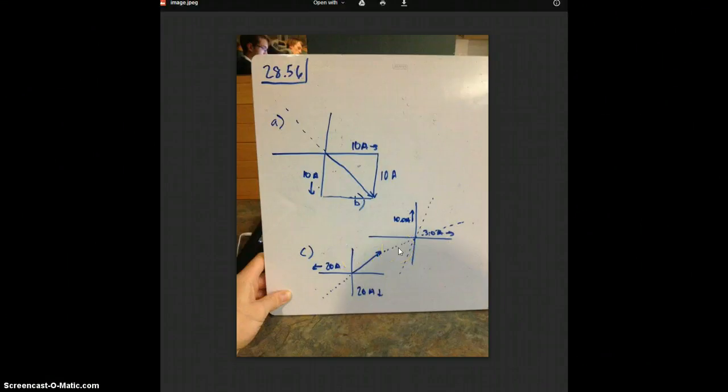Glad I drew 2 lines. Yeah, so it's not this one because that would be too close to 10. It has to be this one because it's close to the weaker current and it's further away from the stronger current. So that's where it would be balanced out, is along this line.